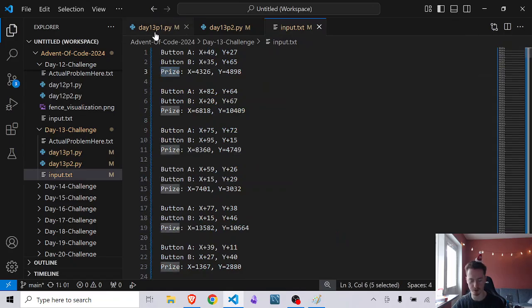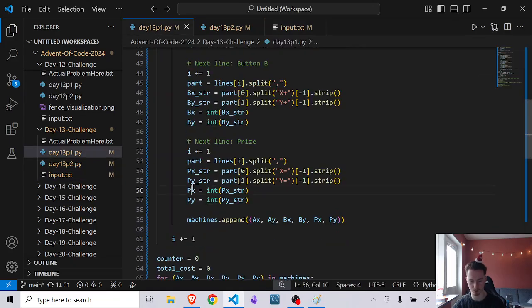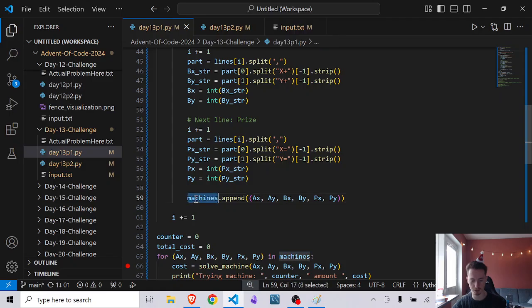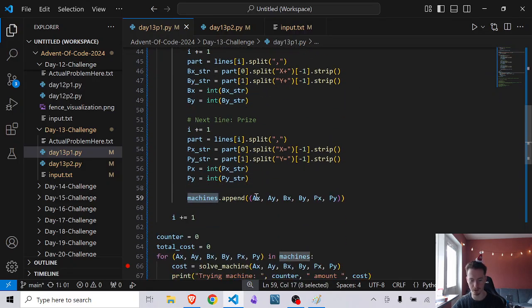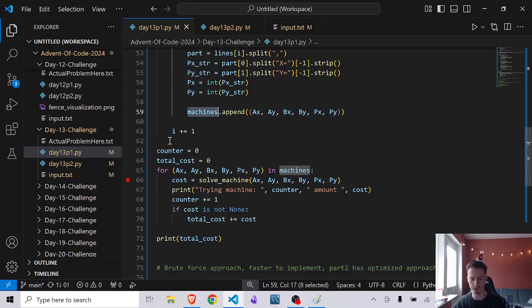And we can call the price P. So I called it PX and PY. Then I append it to machines, which I've created here. It's a list, and it's gonna have the AX, AY, BX, BY, PX, PY. So the price amount that we want to get to. Then once we have all of them, I want to iterate through all of them and somehow get a cost.